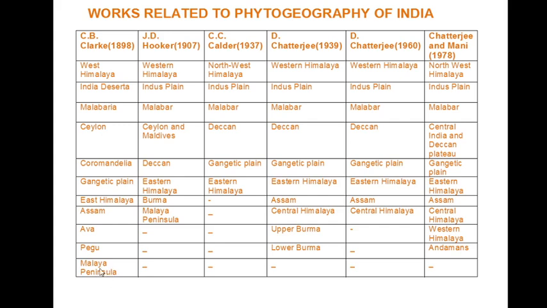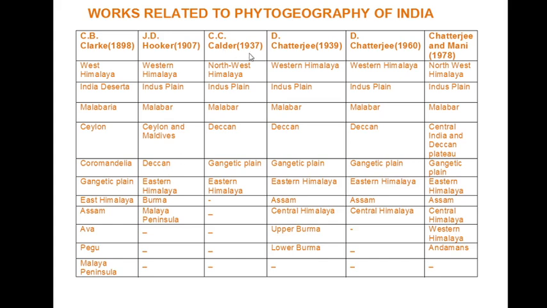So you can see names like Pegu, Ava, Malaya Peninsula, because all those areas were still under British colonial rule. Ceylon means Sri Lanka. All those also were included in the phytogeography of India. Now Joseph Dalton Hooker in 1907 classified India into this many floristic zones. India means the India which was under British colonial rule at that time.